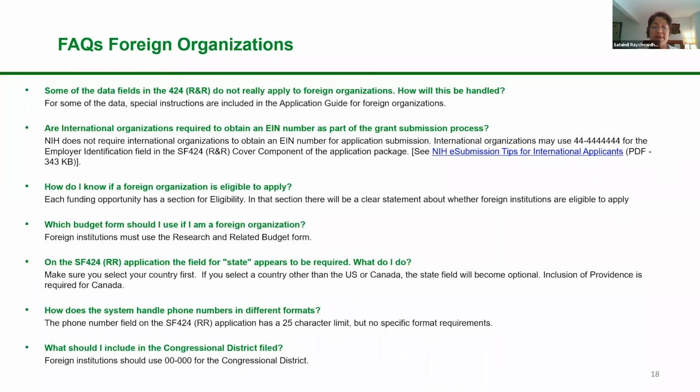How does the system handle phone numbers in different formats? The phone number field in the application has a 25 character limit. So that's the limit for the phone number. What should I include in the congressional district field? Foreign institutions should fill in all zeros for the congressional district in the application. So, the slides will be available, and these FAQs will be handy for you when you are filling out your application.